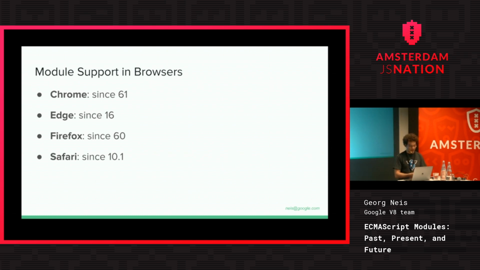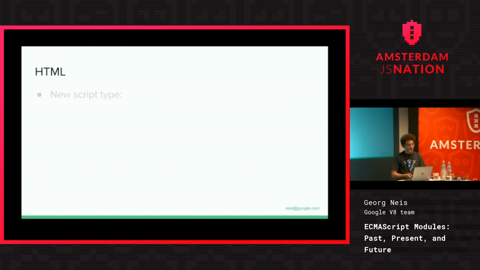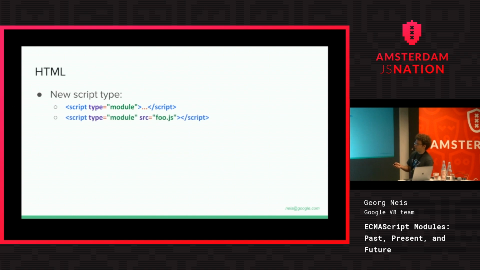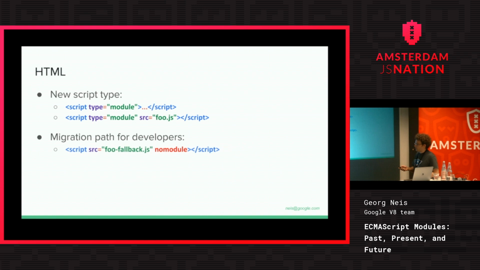So on the HTML side, there is a new script type module, which you can use inline or with a file. And this tells the browser to please execute this code with the module semantics and syntax. So the syntax and semantics of module scripts is slightly different from that of classic scripts. For developers, there's a migration path that uses a new attribute called nomodule. So you can provide a fallback implementation.